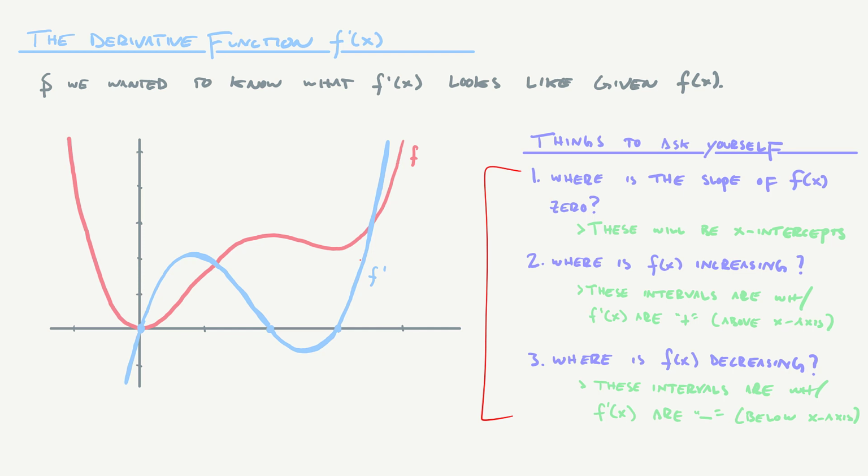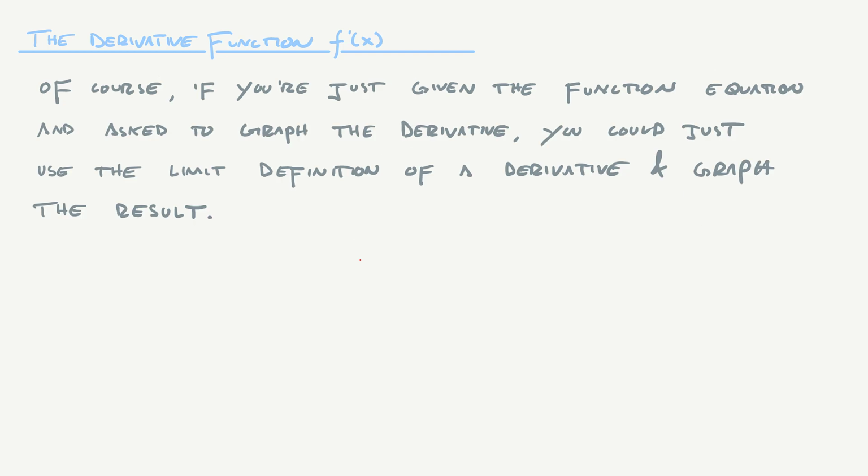So you can think about f prime as a graph of all the tangent line slopes at every point on f. Now, in that example, we were given a graph, so we had to examine it to figure out what the derivative function looks like. But in this next example, suppose you're just given the function equation and you're asked to graph the derivative. Well, then we could just find the derivative. We have the limit definition of a derivative, so we could just use that.